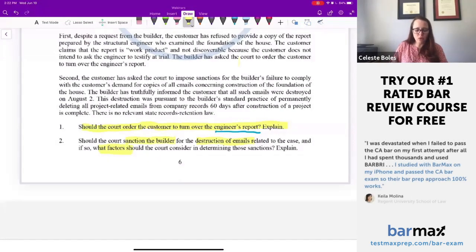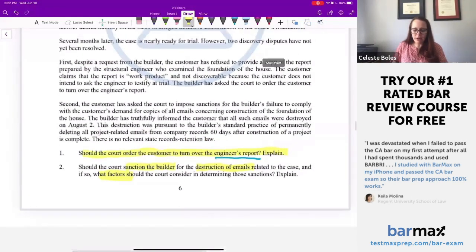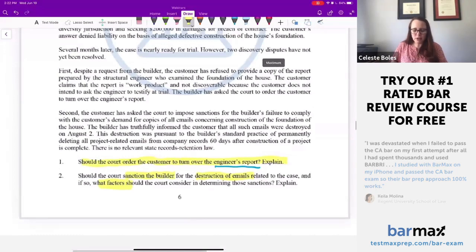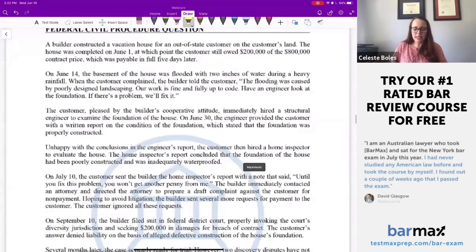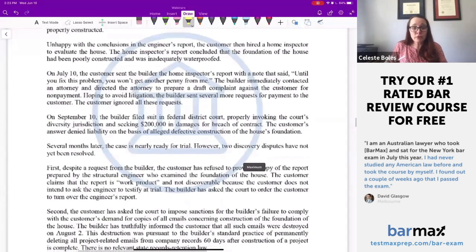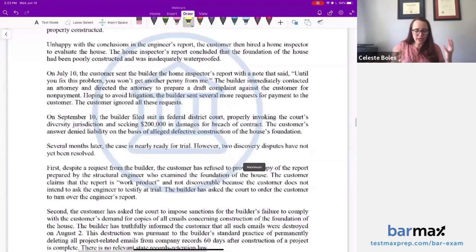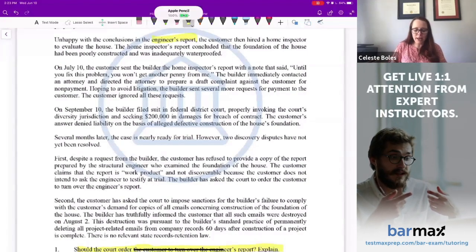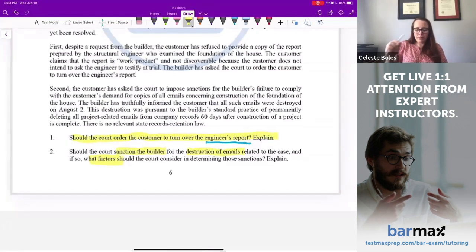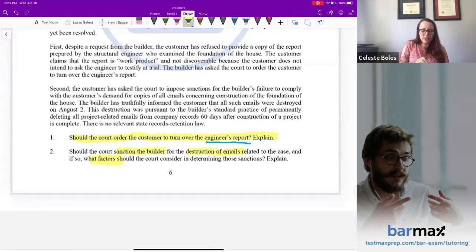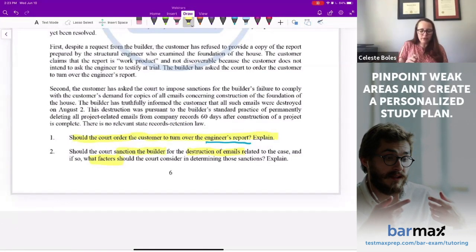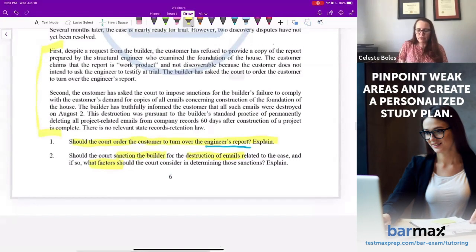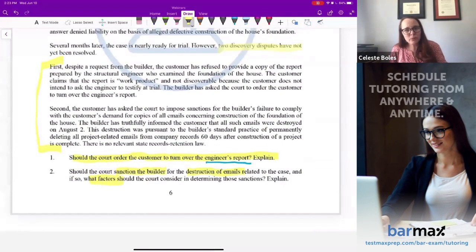Now we could read the whole thing. It's about a builder and a customer and some problems, and there's an engineer's report here at issue. If you were doing this for real, you would take time to read the whole thing and take some notes. But I'm going to cheat for time today, and just get to the last two paragraphs, because I know what this says.